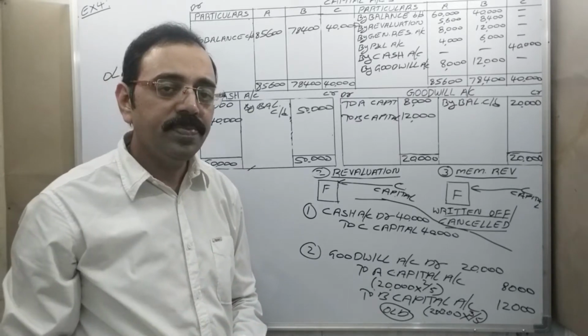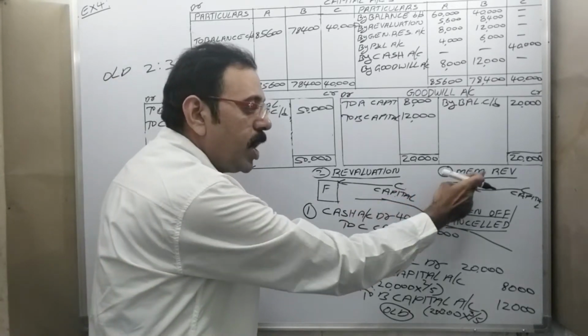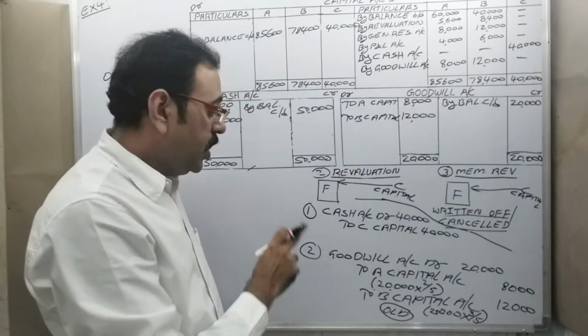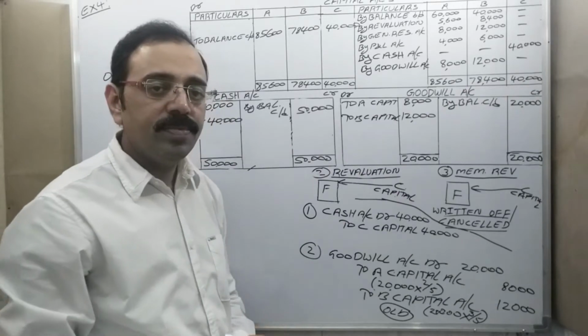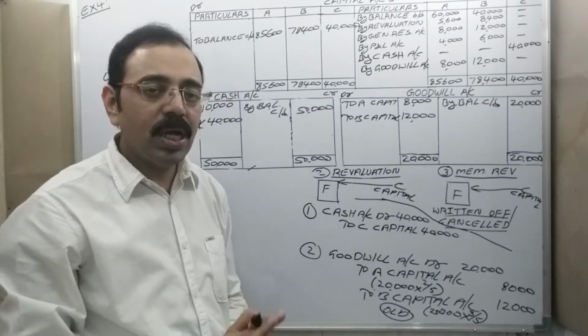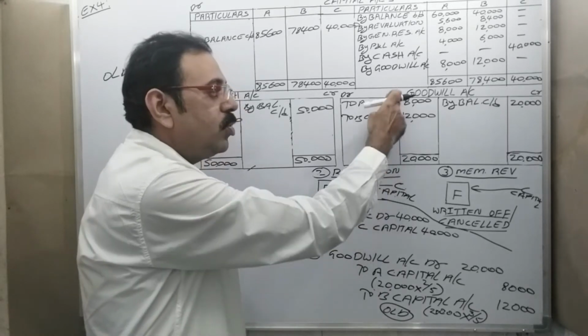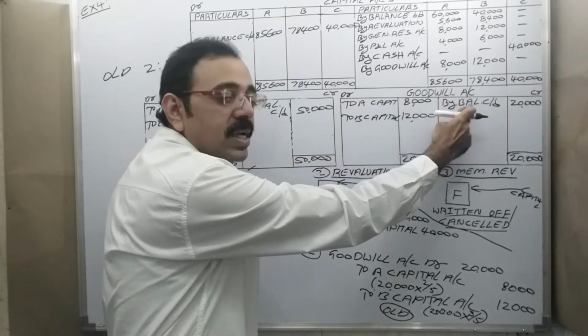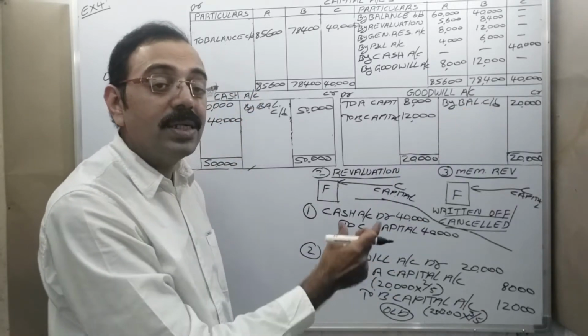Remember this point: in the premium method and the third method, the memorandum revaluation method, in these two methods, the goodwill account will get closed. Balance carried down does not come. Only in the revaluation method, in the goodwill account, you can see balance carried down. So that amount again we should take in the new balance sheet, asset side.